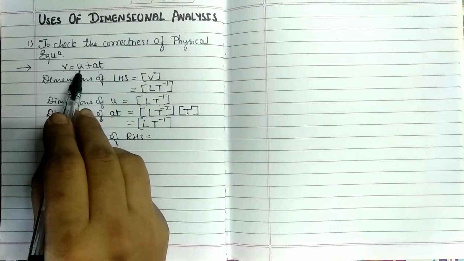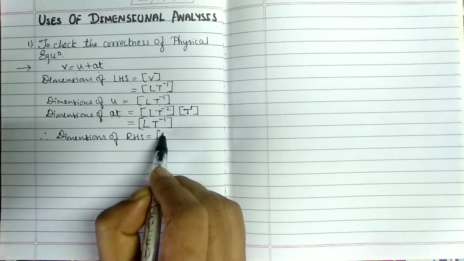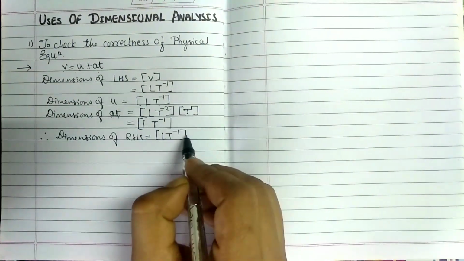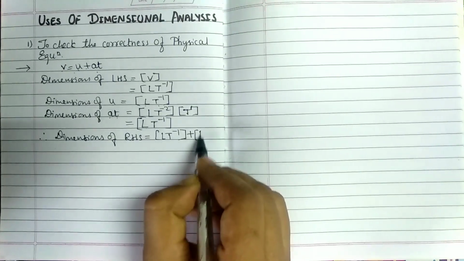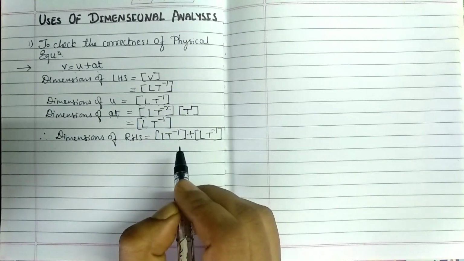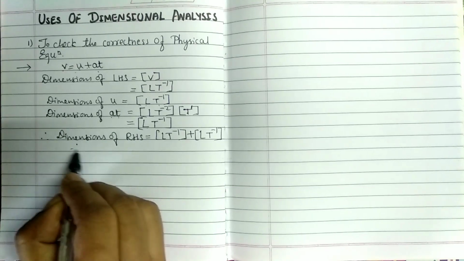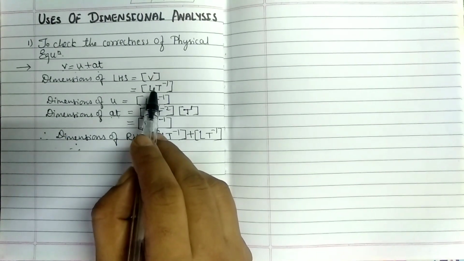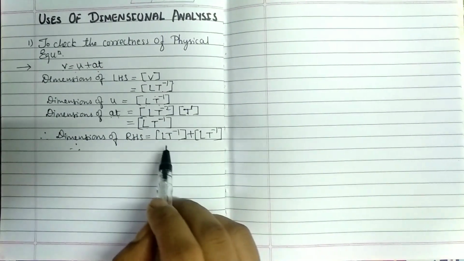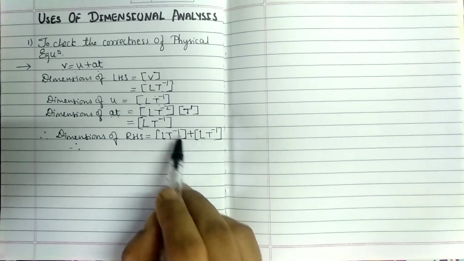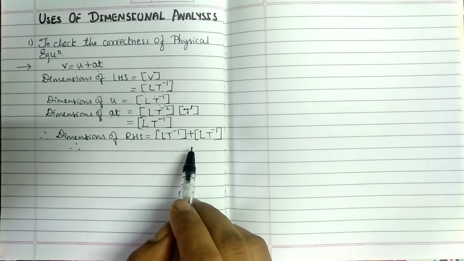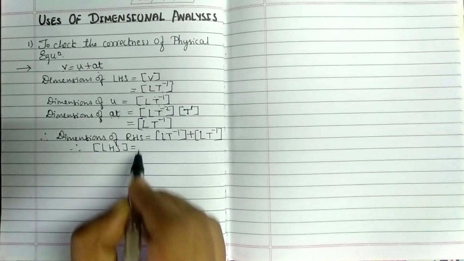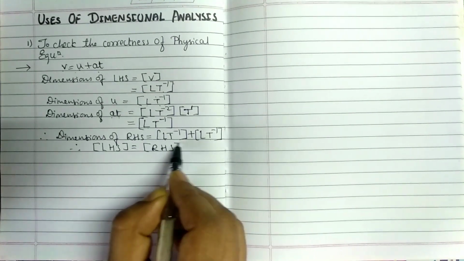What are the dimensions of u? They are L t raised to minus 1, plus at. What you have at? L t minus 1. Therefore can I conclude, dimensions of LHS, L t raised to minus 1, dimensions of RHS also L t raised to minus 1. So can I conclude dimensions of LHS is equal to dimensions of RHS.